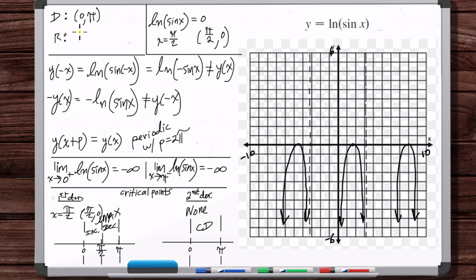Before we end, what's the range? The range is going to be 0 to negative infinity. You can input any value within the domain you want. You'll be able to get values from 0 to negative infinity, including 0, but nothing else.